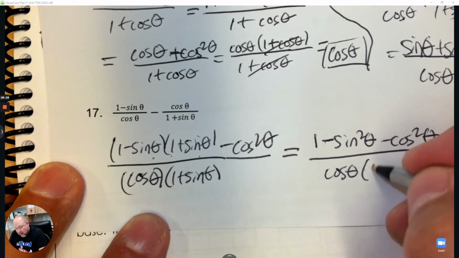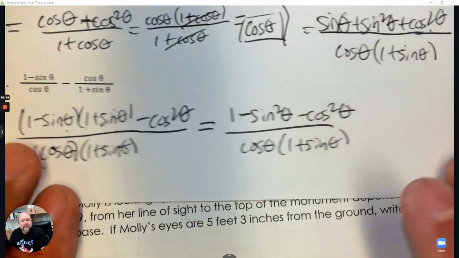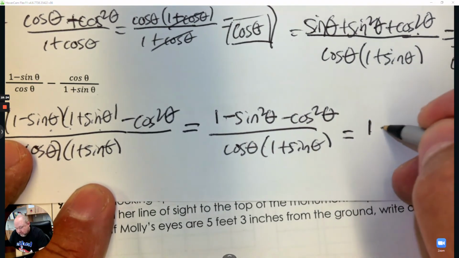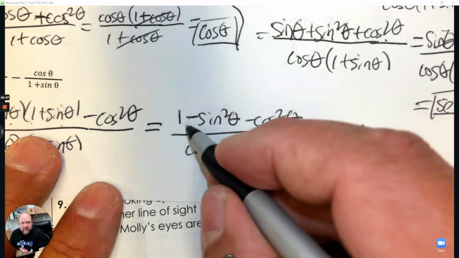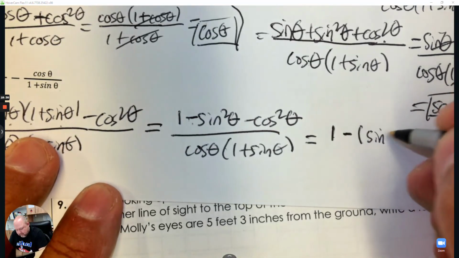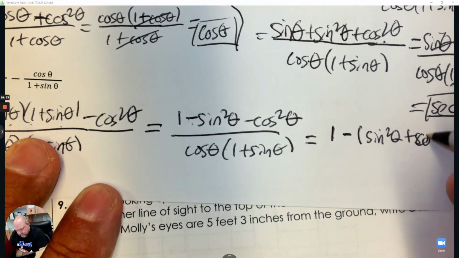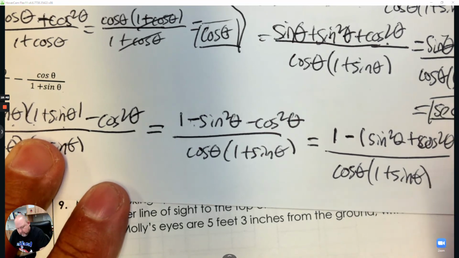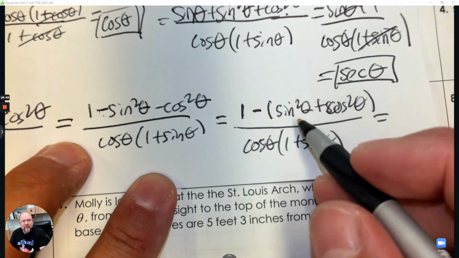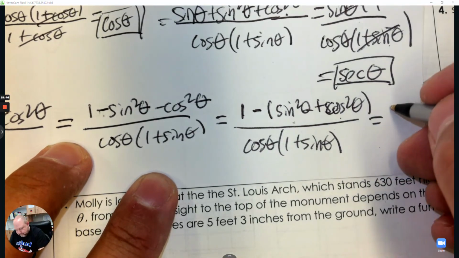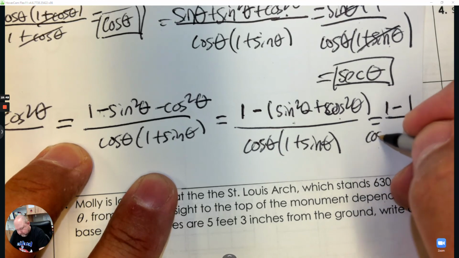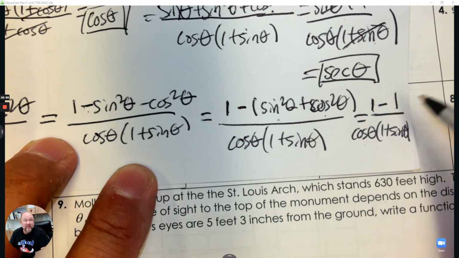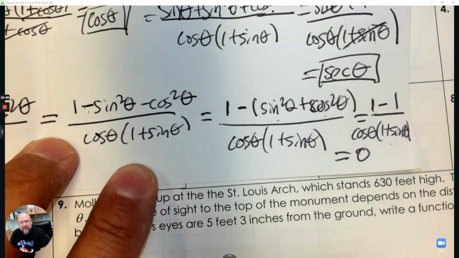Now, the numerator almost looks like that identity, right? But our identity is not negative sine squared and negative sine squared. But we can factor. And so what we can do is factor out a negative to make them positive. So factor out a negative. Now they're positive. And then see what happens. What is sine squared plus cosine squared? That's 1. And then what's 1 take away 1? 0. Divided by, doesn't really matter, right? And the answer is 0.